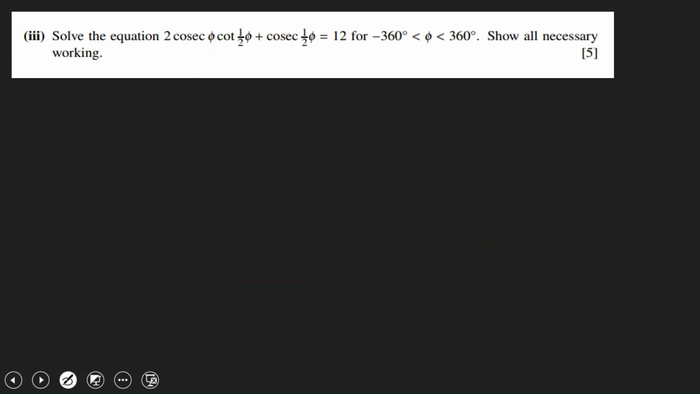That's it. Now, solve the equation 2 cosec phi into cot half phi plus cosec half phi is equal to 12 within the domain, minus 360 degrees less than phi, less than 360 degrees. Okay, whatever it is. Now, first thing I'm going to do is make a substitution. Half phi is equal to, let's say, theta.